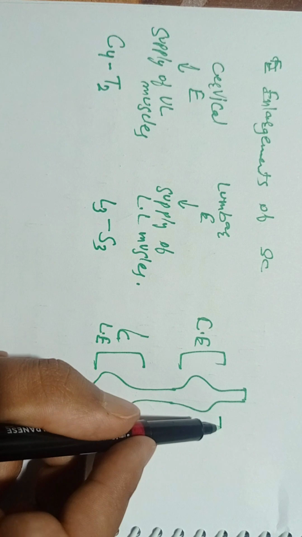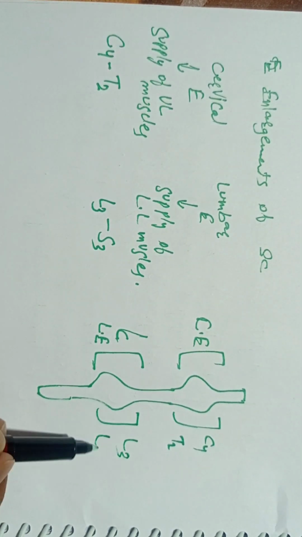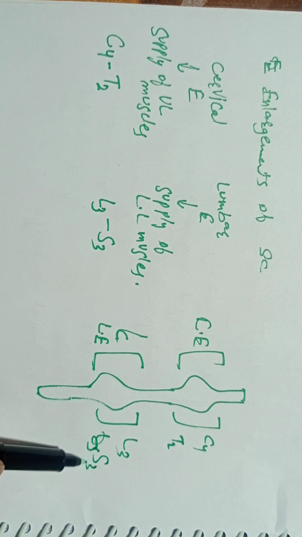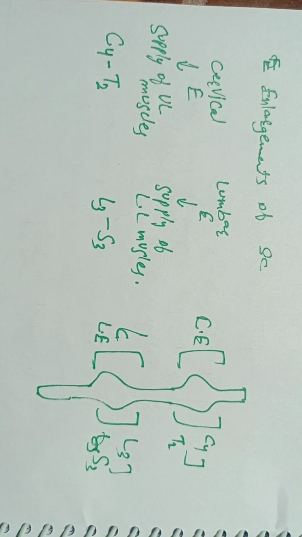So this is from C4 to T2, and this is from L3 to S3. These are the two enlargements of the spinal cord. The cervical enlargement is for the supply of upper limb muscles, and the lumbar enlargement for the supply of lower limb muscles. These are the segmental levels. So the enlargements of the spinal cord are clear.